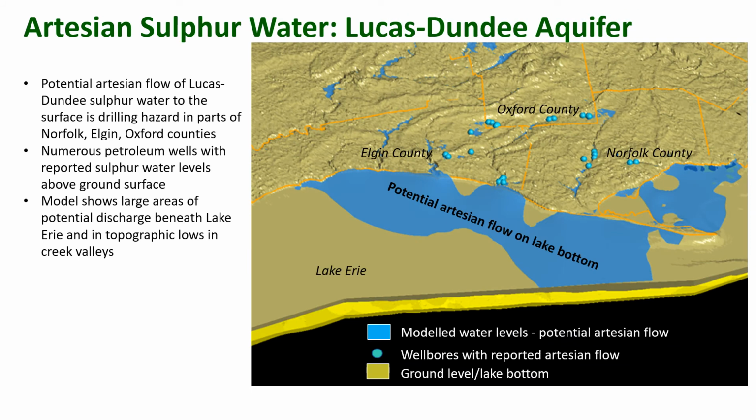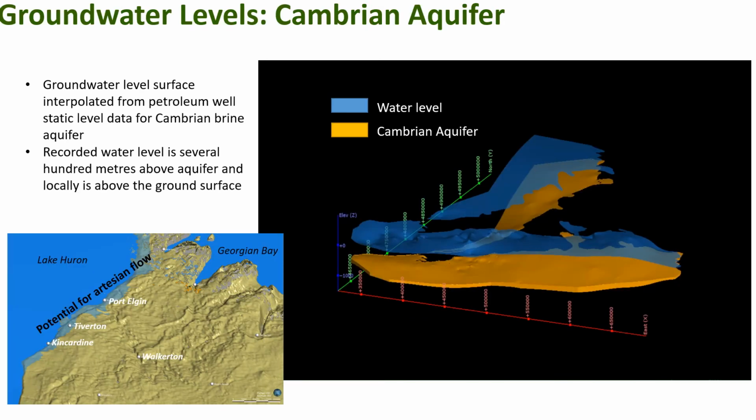Potential artesian flow of Lucas-Dundee sulfur water to the surface is a drilling and environmental hazard in parts of Norfolk, Elgin, and Oxford counties, as shown here. There are numerous petroleum wells with reported sulfur water levels above ground surface in this area. And the model shows large areas of potential discharge beneath Lake Erie and topographic lows in creek valleys.